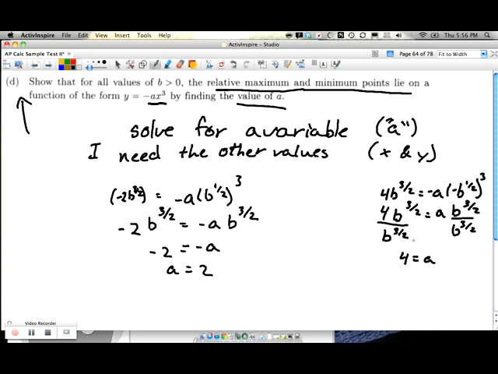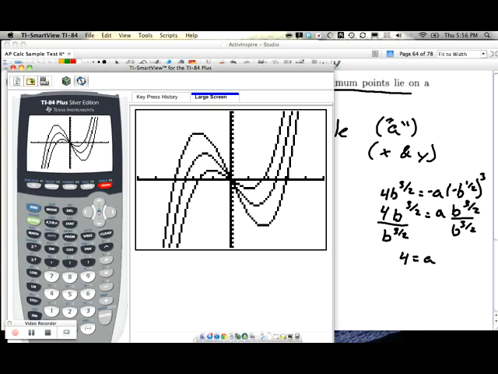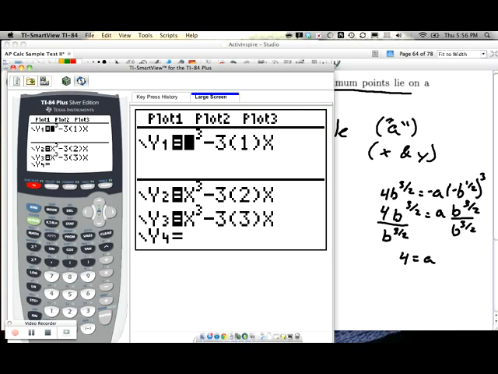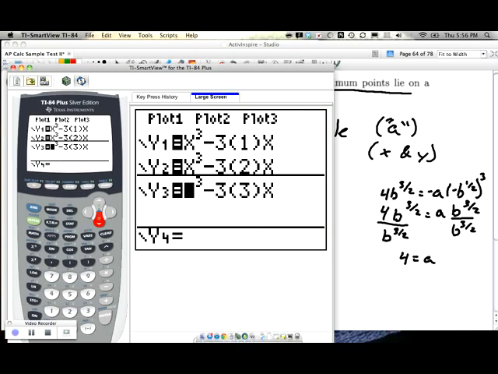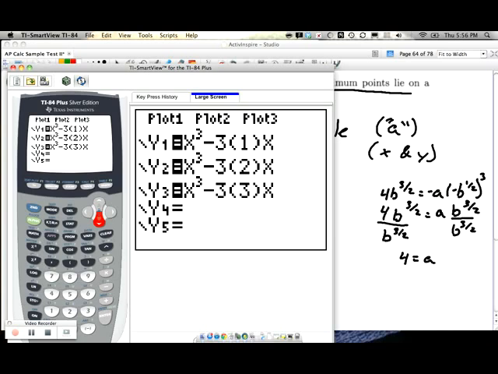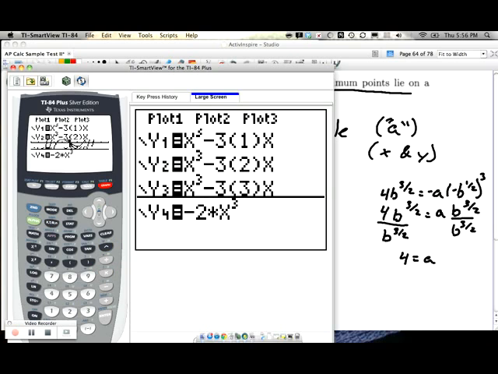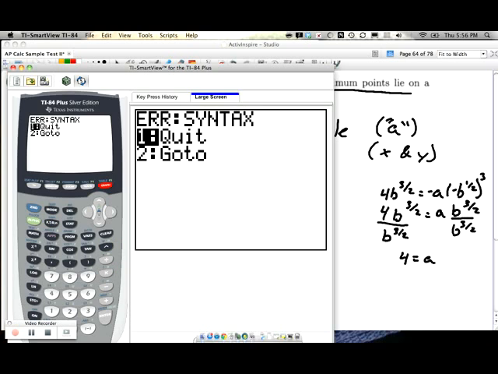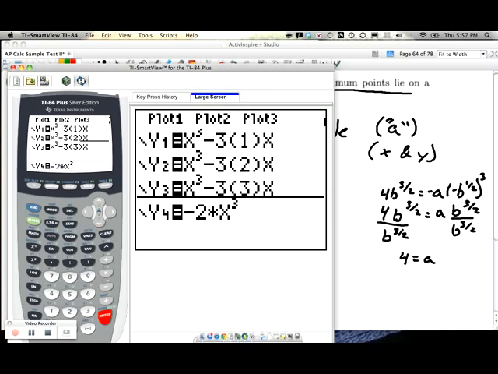Well, let's go ahead and graph that and see if that works for us. That means that we would have y equals a new function. This is the best way to check any type of answer. It's going to be -2 times x cubed. Let's see what we forgot to write in here. Oh, I put minus, but it should be a negative. There we go.